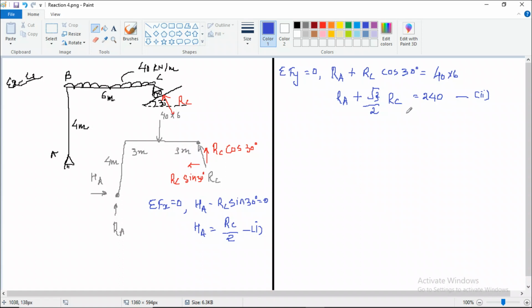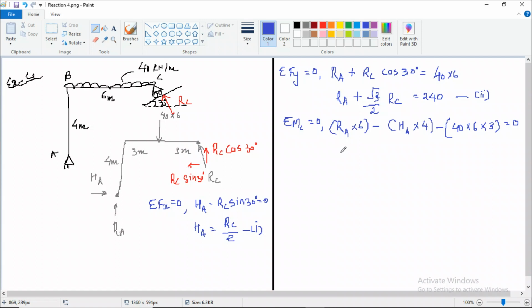And if we apply the third condition, that is the summation of moment at point C is equal to 0, then we will get RA multiplied by 6, clockwise means positive, minus HA multiplied by 4 because it is anti-clockwise, and again minus due to point load. So 40 multiplied by 6 multiplied by distance 3. It is again anti-clockwise, that is why minus, so it is equal to 0.